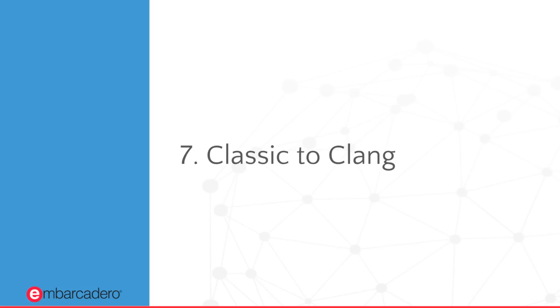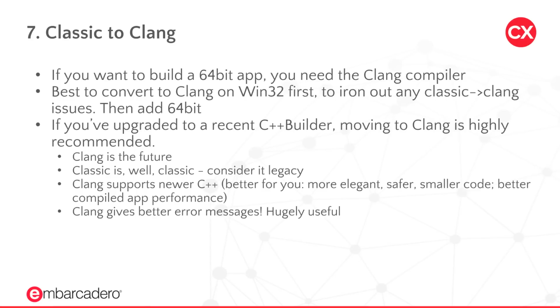Finally, for the main segment on migration, let's have a quick look at moving from the classic to the Clang compiler. Now, this is something that you will want to do if you want to write a 64-bit app. Even if you happen to still use the classic compiler for Win32, then you need to use the Clang compiler for Win64. But you may also want to upgrade from the classic compiler to the Clang compiler on Win32 as well, because of course Clang is in general a better compiler, especially the compiled code that it creates and the error and warning messages.